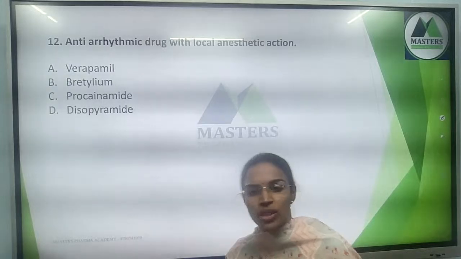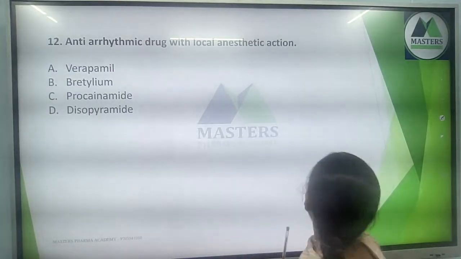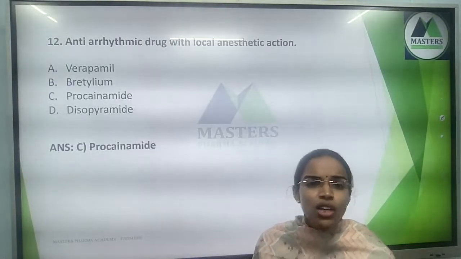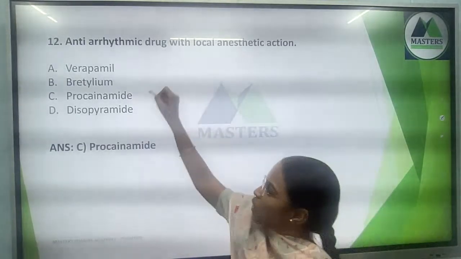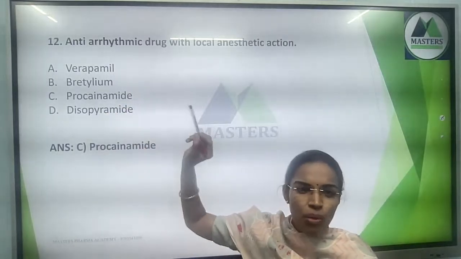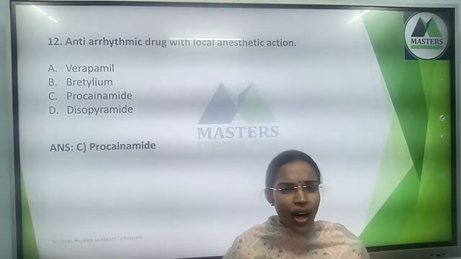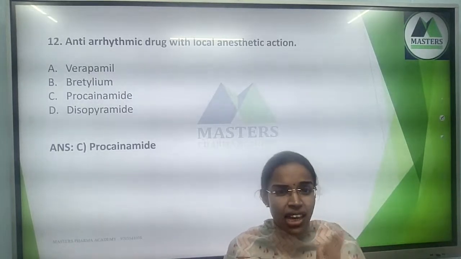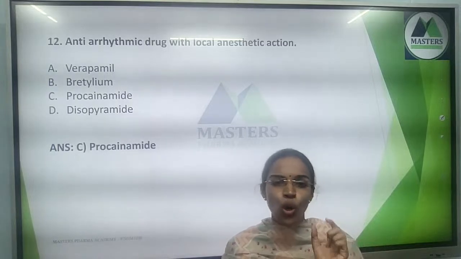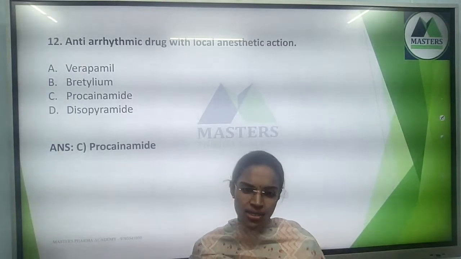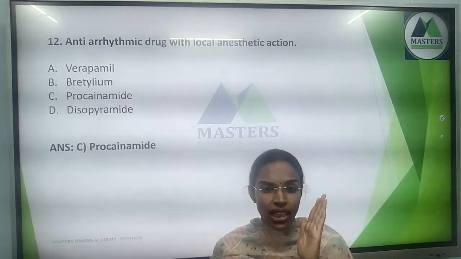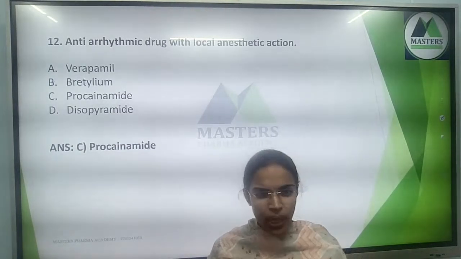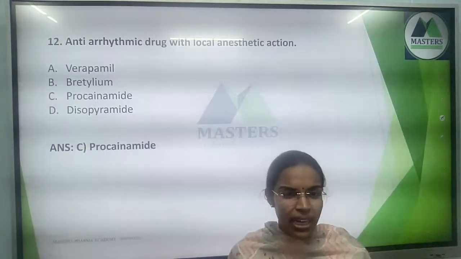And the right answer is option C, procainamide. Once again, all the options mentioned here, verapamil, bretylium, procainamide, disopyramide, are anti-arrhythmic drugs. But only one of these possesses a local anesthetic action. Please go through the question carefully while answering. Always read the question twice before answering. The option is C, procainamide.